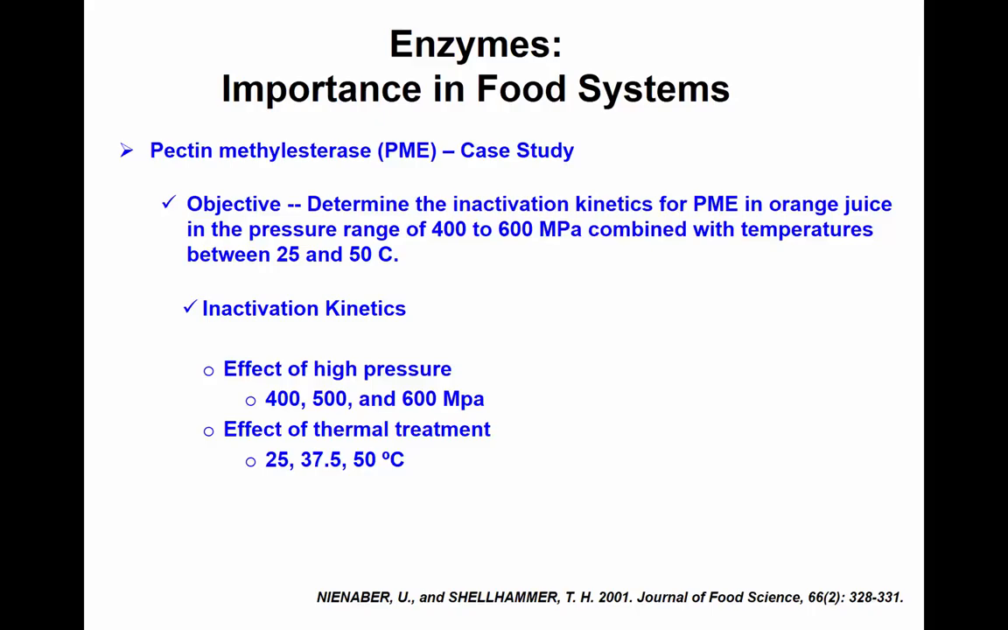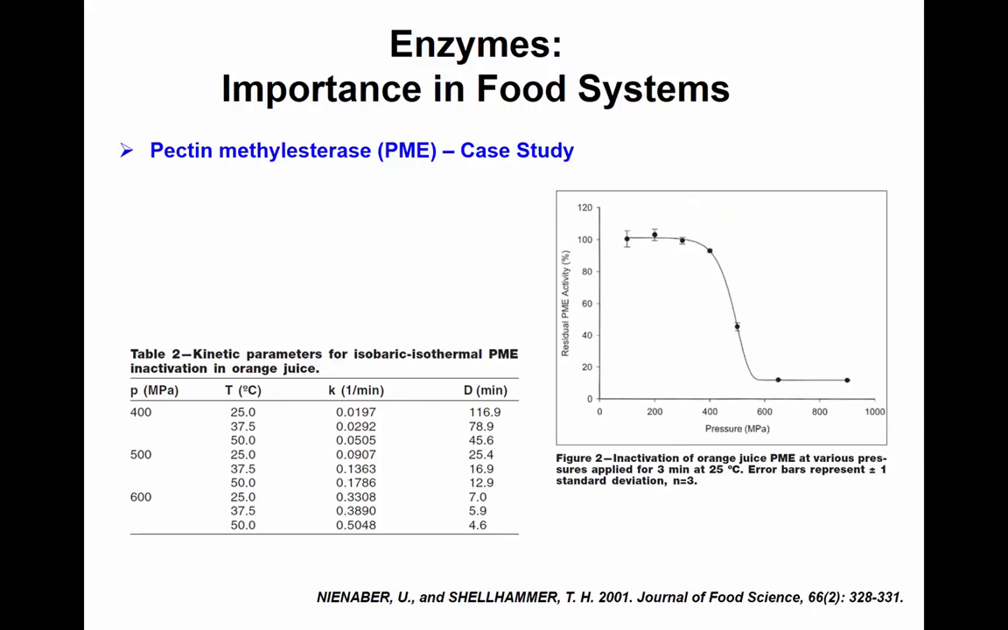Here's a case study where an article was looking at the impact of high pressure treatment to inhibit pectin methylesterase in orange juices. The reason is when you heat orange juice to high temperature to inactivate these enzymes, you're affecting flavor and color. So they're looking at other ways to inhibit this enzyme while maintaining flavor and color. In this article, they were looking at the inactivation kinetics of pectin methylesterases using pressure ranging from 400 to 600 megapascal in combination with temperatures between 25 and 50 degrees. So they looked at the effect of high pressure along with three different temperatures: room temperature, an elevated temperature, and 50 degrees Celsius.